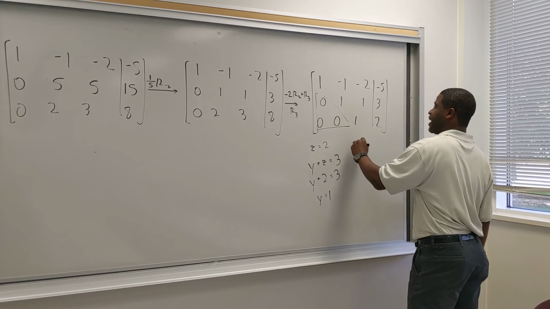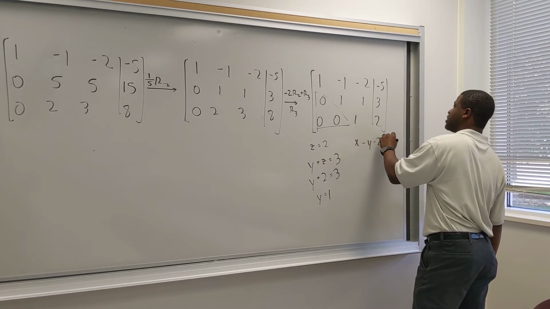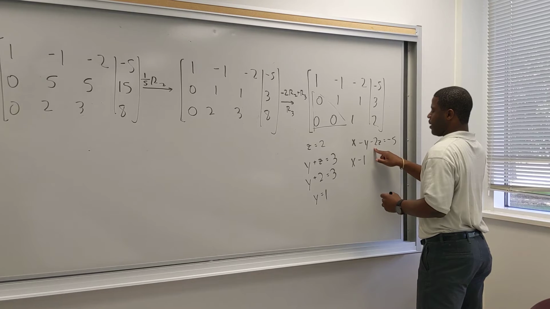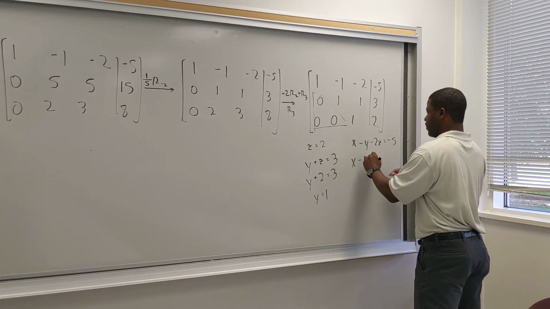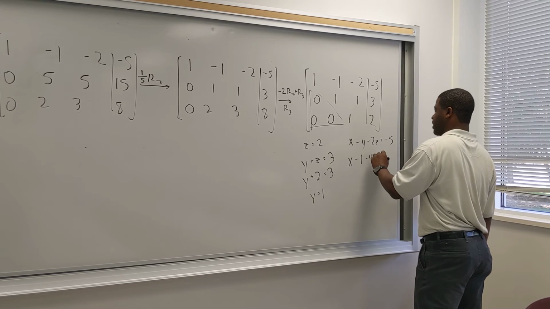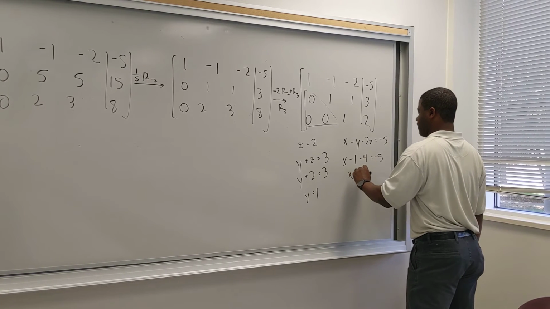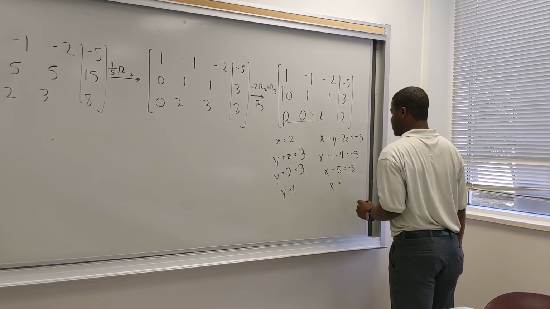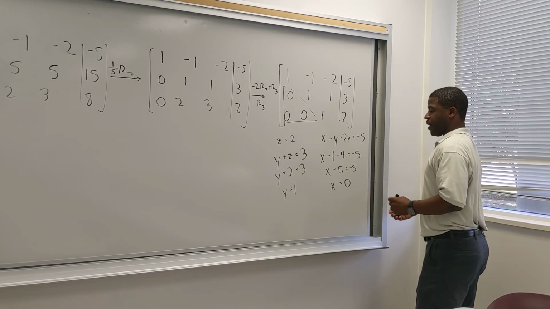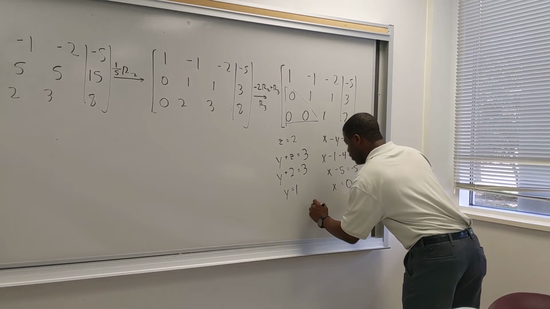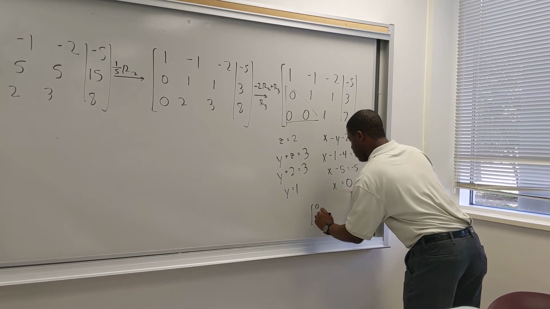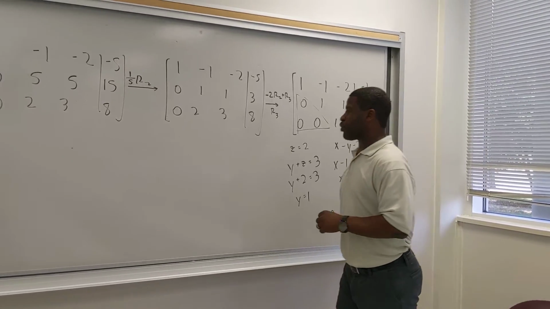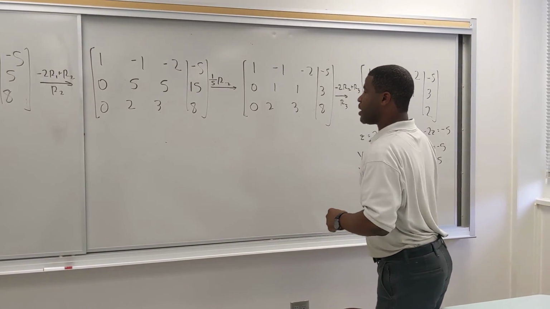So now we say x minus y minus 2z is equal to -5. X minus 1, what's 2 times z? Minus 4 is equal to negative 5. X minus 5 is equal to negative 5. We solve this one. X is equal to 0. All right. So now we have what for our solution? 0, 1, 2. And we can easily go back through and solve everything and make sure it would work.